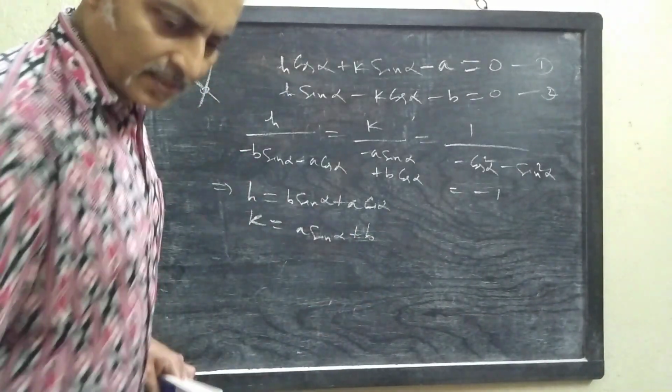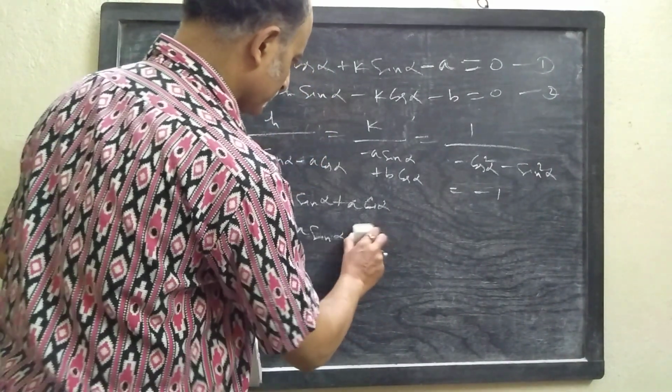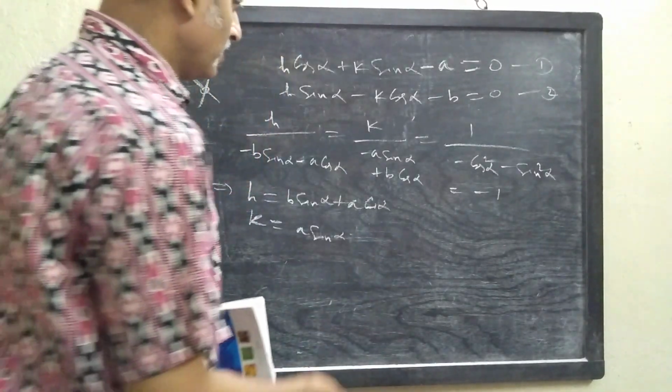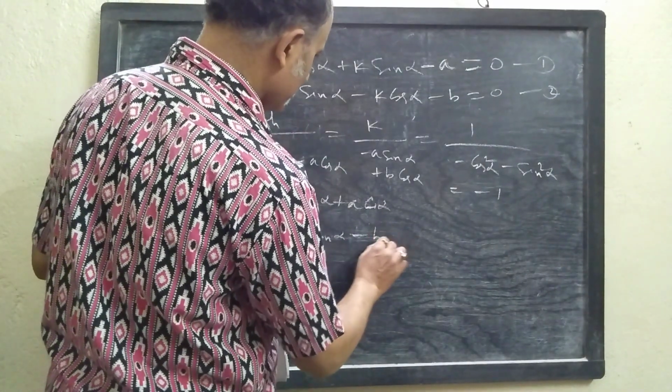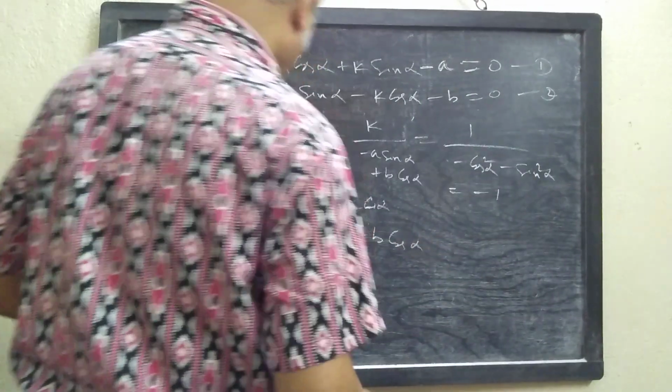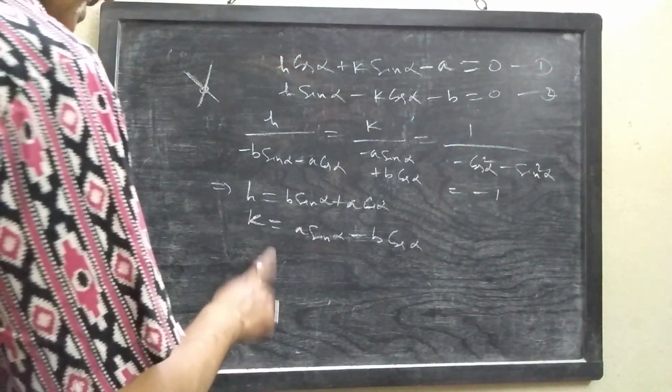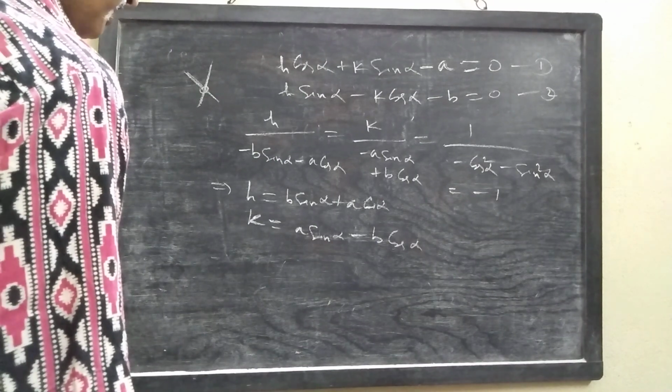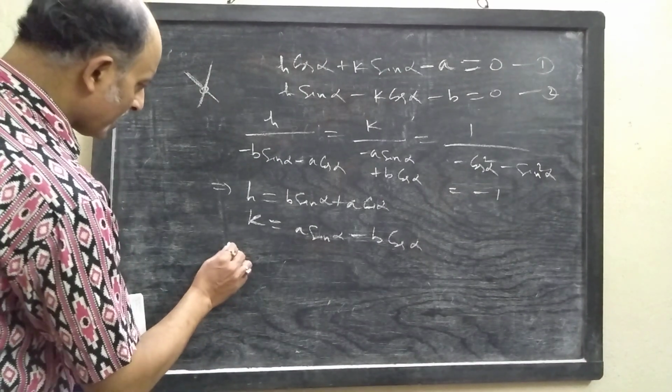No, plus no, minus. A sin alpha minus b cos alpha. Now if we add them, then what we get? Add them, no, squaring and adding.